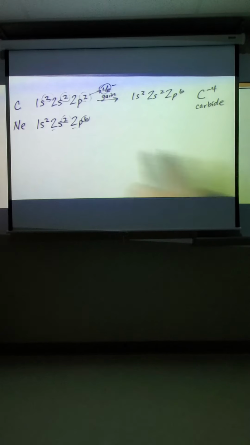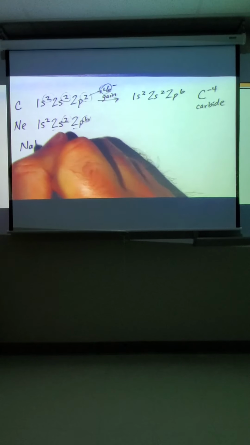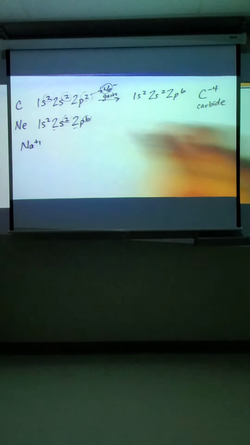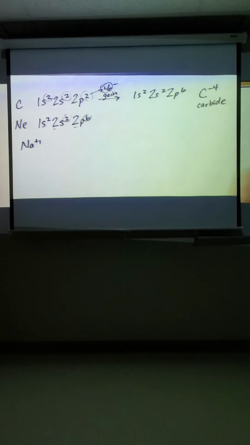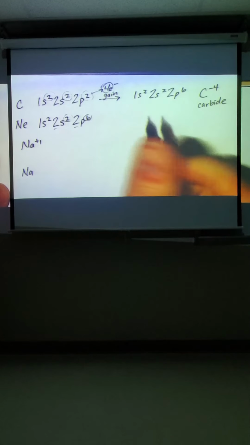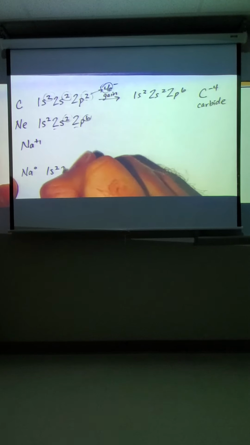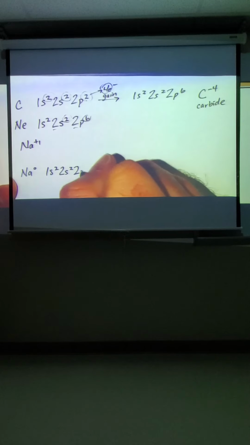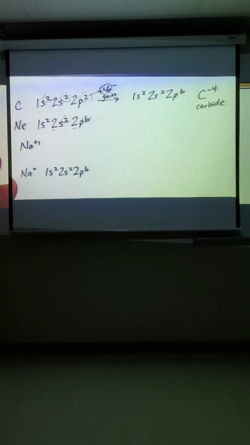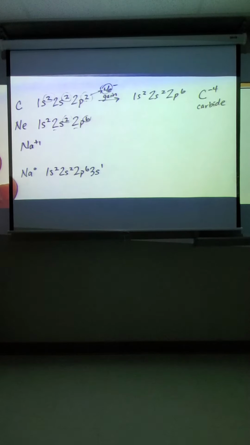So let's try one more example. If we have sodium. Sodium loves a +1. Let's see if we can figure out why. If sodium, just the element sodium, is 1s2, 2s2, 2p6, that's neon. That's the first 10, but sodium is number 11. So we go to the third row, the first box, that's the 3s1.